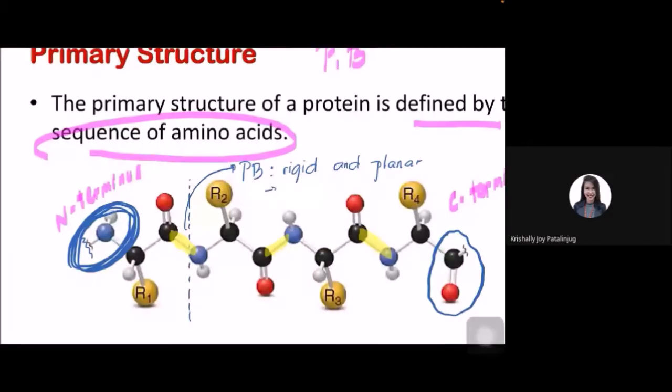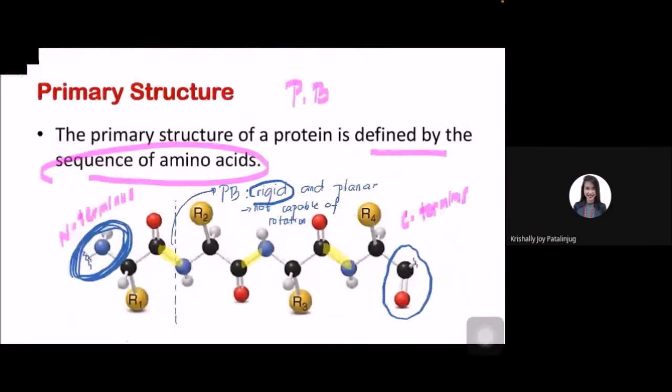Write it down: not capable of rotation. Meaning, the peptide bond, the amide bond, cannot be easily rotated. Because again, peptide bonds are characterized as being rigid and planar. To help you visualize the peptide bond which is not capable of rotation, let's go to the next slide.